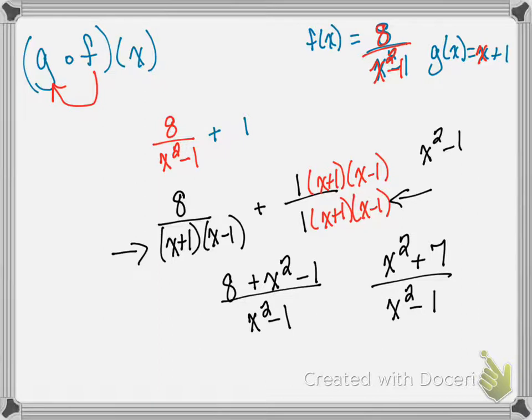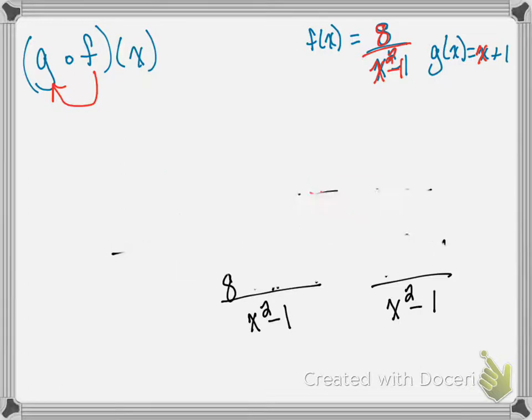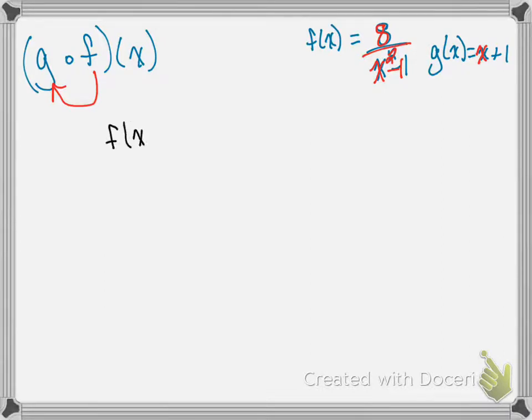Now we're going to piggyback off of this slightly and talk about domain, because this is a great example of when you have to limit your domain. What I want to do now is focus on f and g of x and talk about the domain of both of those. So f of x, I've got x over x squared minus 1, and then g of x, I have x plus 1.